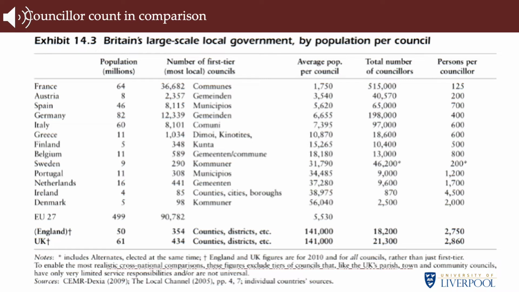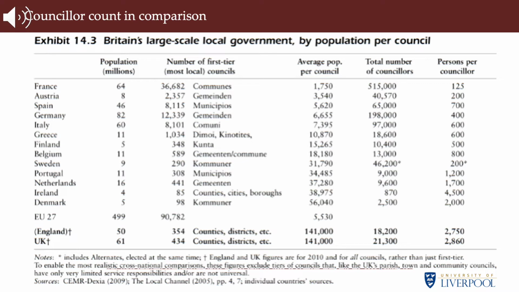France has 125 people per councillor. They have a lot of councillors, right? Compare that to, say, the UK or England, which in this count here had 2,750 people per councillor. So that's a massive difference, isn't it?